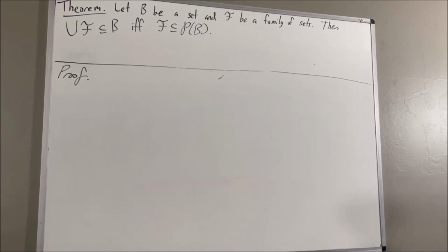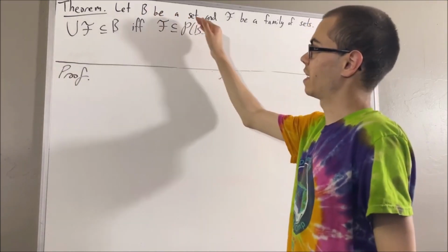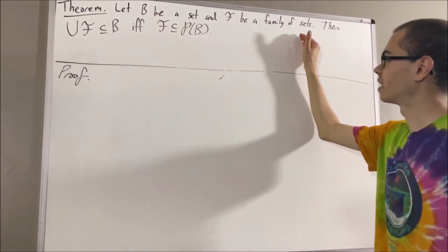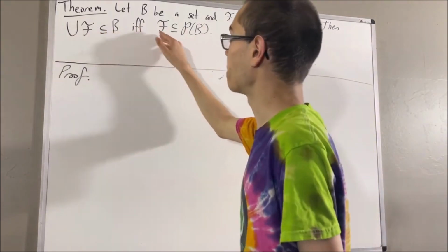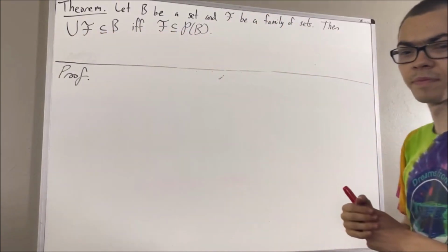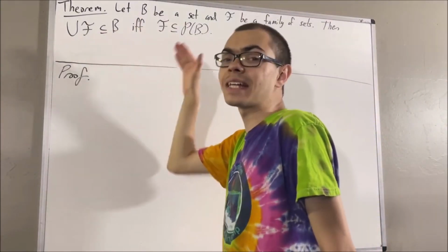Hello! In this video, we are going to prove the following theorem. Let B be a set and F be a family of sets. Then the union of F is a subset of B if and only if F is a subset of the power set of B.